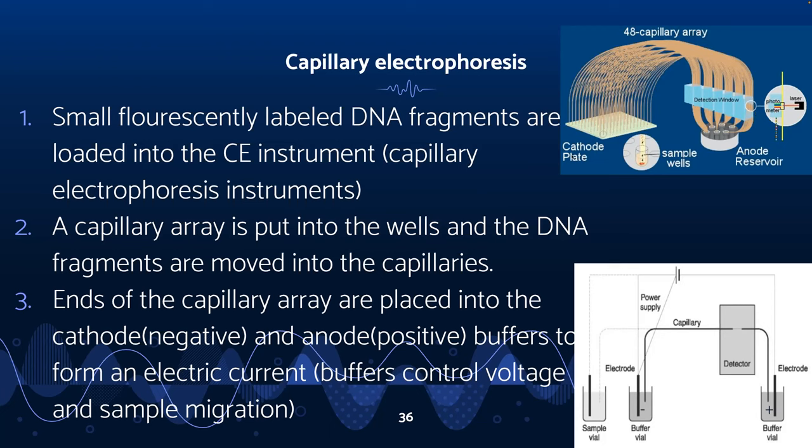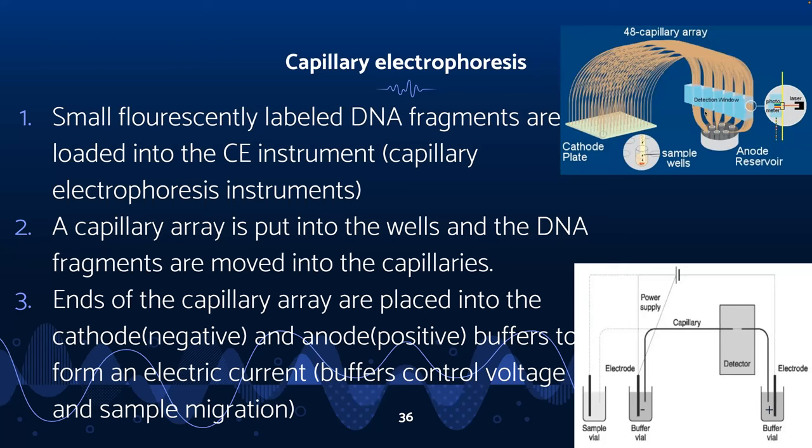The ends of these capillary arrays are placed in a cathode. A cathode has a negative charge, and this might be a little confusing because a cation is actually positive while a cathode is negative. So just don't get confused between those two. It's called a cathode because the cation goes toward the cathode. The same thing with anode: an anion is negative, so the anion goes towards the positive. And these are buffers, and they form an electric current in the machine.